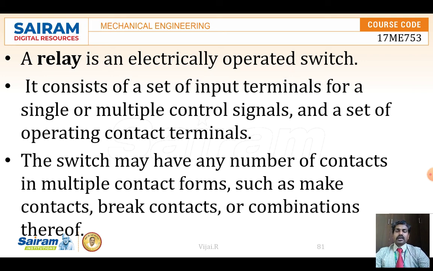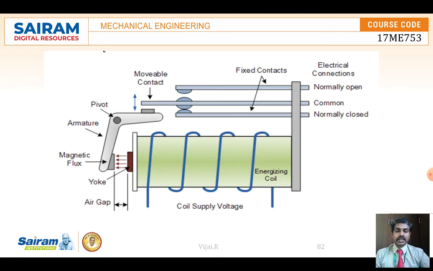Okay, it consists of the input terminals for a single or multiple control signals, and a set of contact terminals. Just like our switches, we call them the switches or the relays. Here now contacts will be there. So when the contacts get connected, the circuit is closed, and if disconnected, the circuit is disconnected.